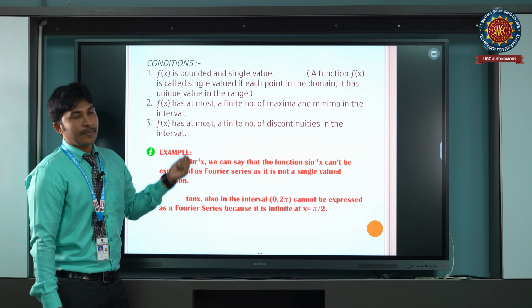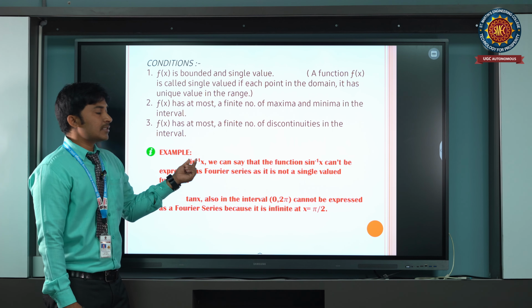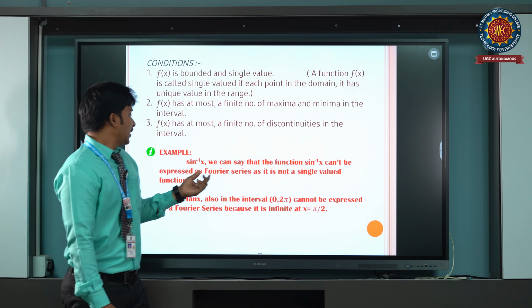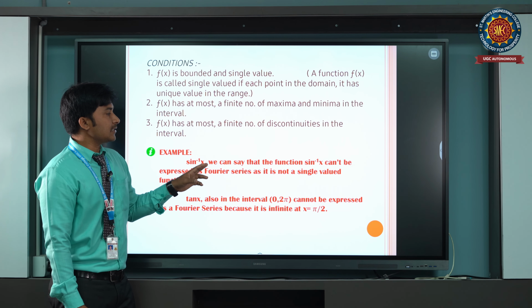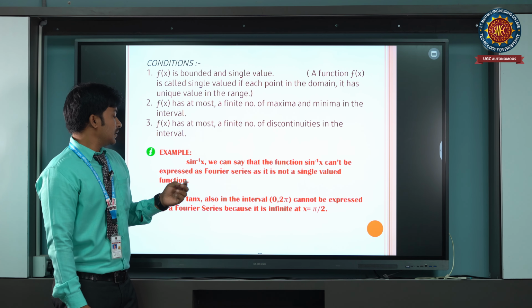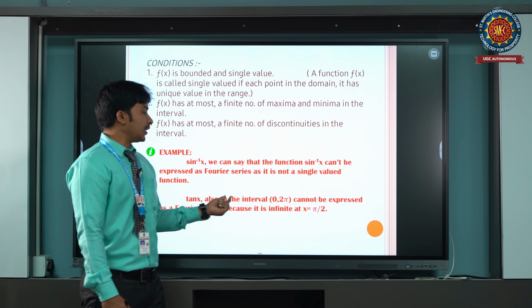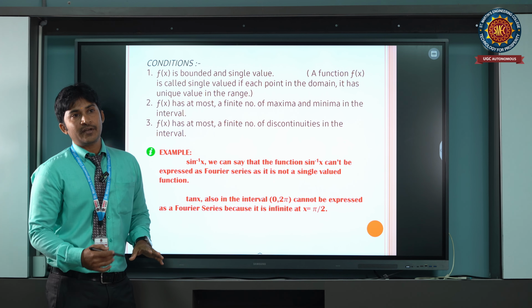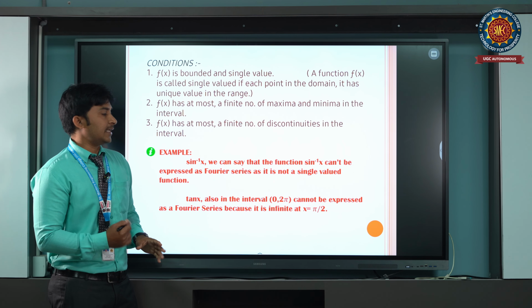This is the example. We take one example, sin inverse x. We can say that the function sin inverse x can't be expressed as a Fourier series because it is non-single valued. And tan x also, in the interval 0 to 2 pi, cannot be expressed as a Fourier series because it is infinite at x equal to pi by 2.